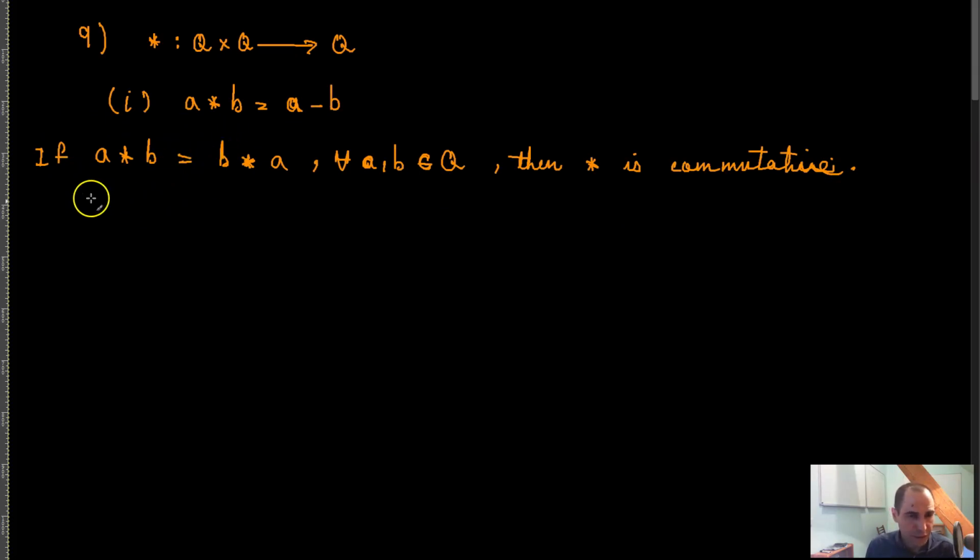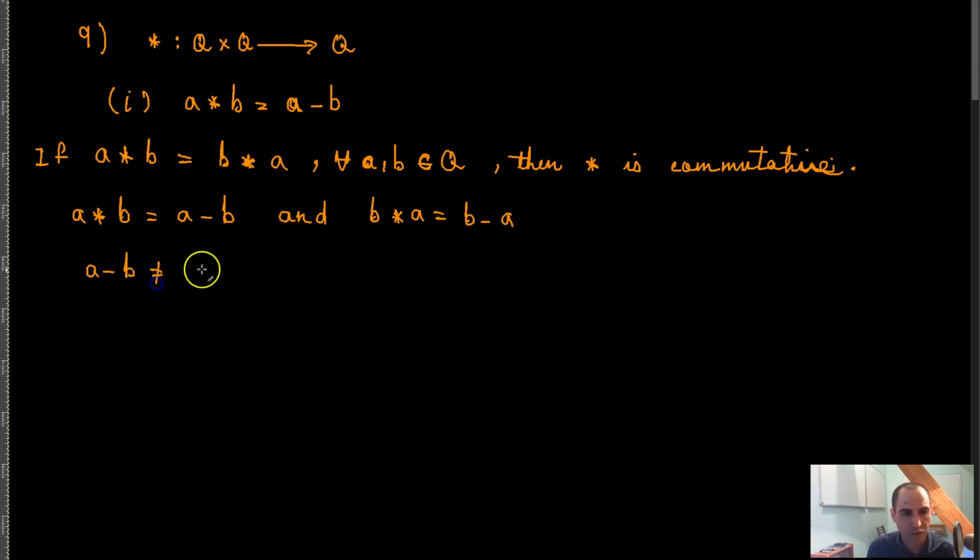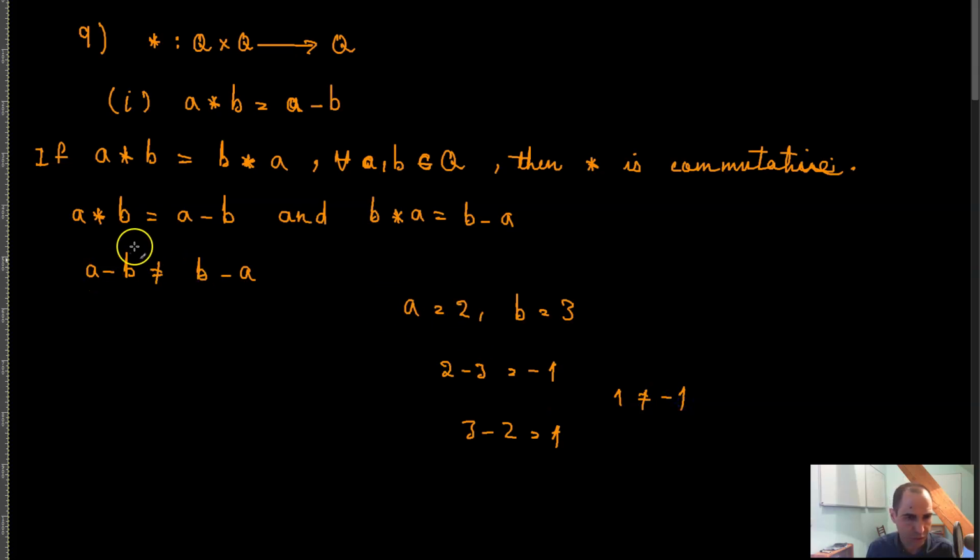Now, A star B in this particular case is equal to A minus B, and B star A is equal to B minus A, and A minus B is not equal to B minus A in the case of these rational numbers. For example, take A equal to 2 and B equal to 3. Then 2 minus 3 is equal to negative 1, and 3 minus 2 is equal to 1. And of course 1 is not equal to negative 1. Therefore A minus B is not equal to B minus A.